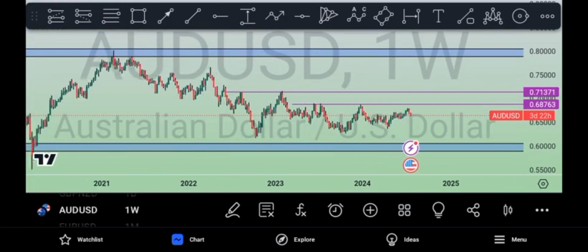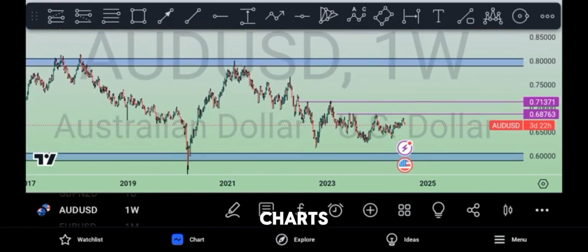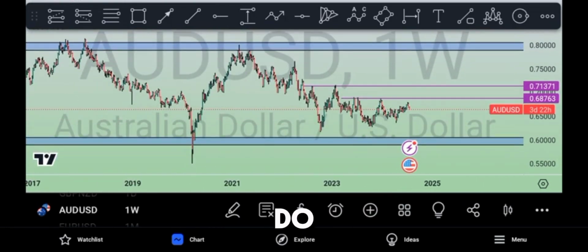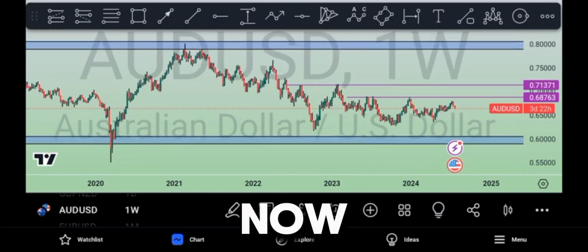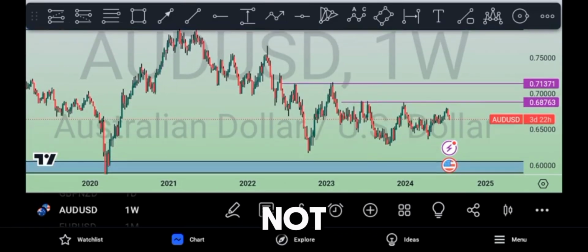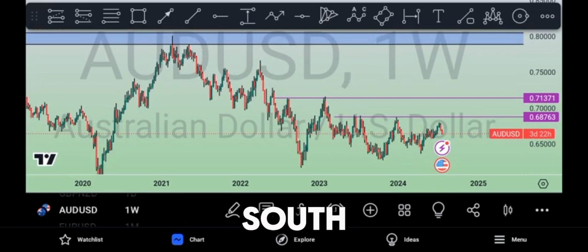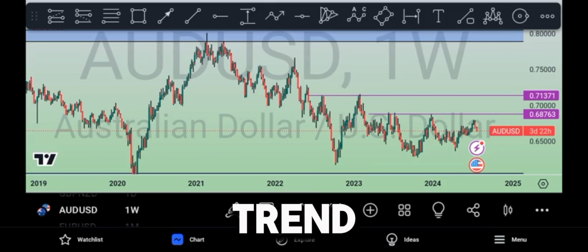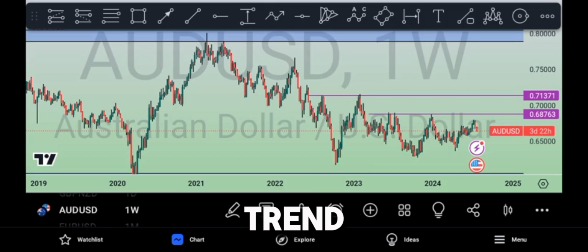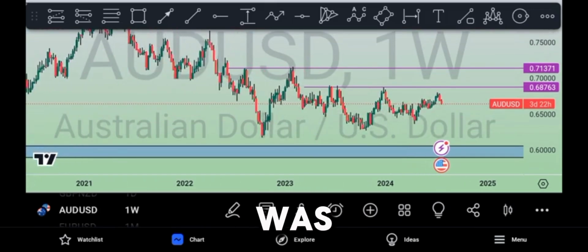So now when you open your forex chart, the first thing you want to do as a trader is to identify the overall movement of the market. Is the market flowing north, or flowing south, or is it just in a range? As we all know, the market moves in three directions. It either moves in an uptrend, a downtrend, or a sideways trend, which is a range.